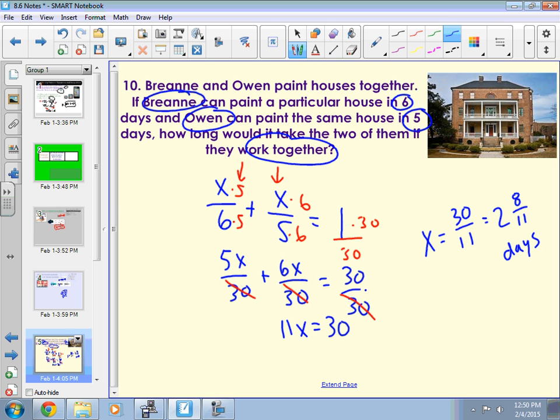So it takes them a little more than 2 days, not quite 3 days, but 2 and 8/11 or whatever that would come out to be as a decimal number to finish.